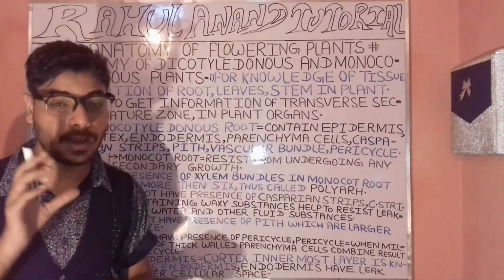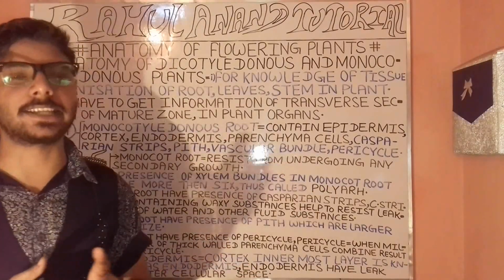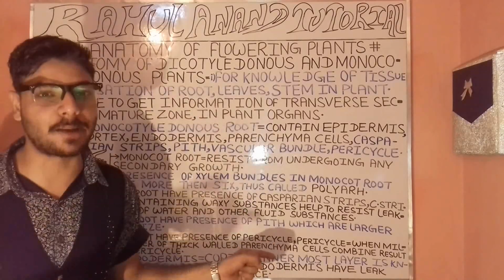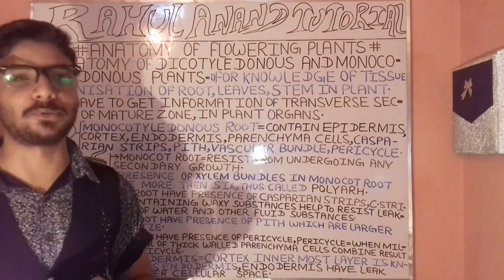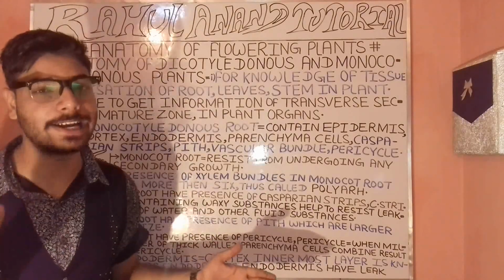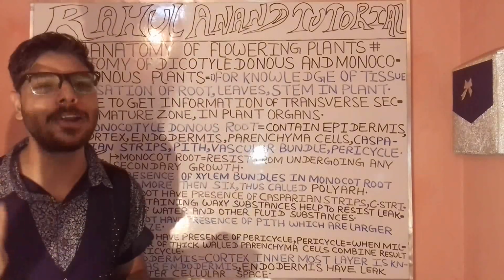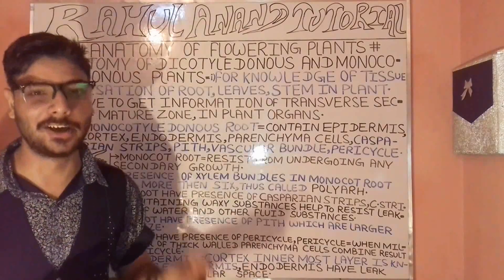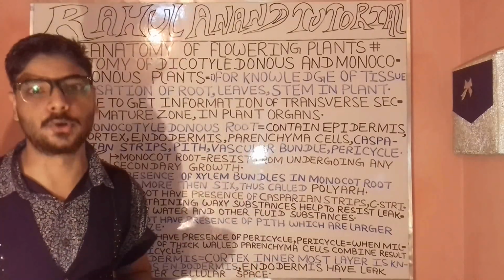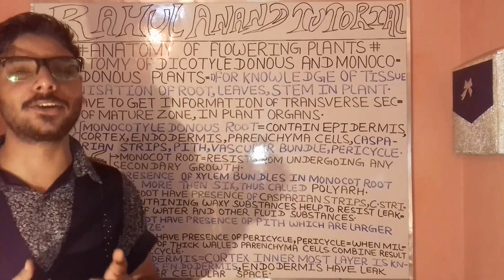So now let's get back to the dicot. Now let's understand these cases in terms of the components, or the different types of parts present in the monocotyledonous root. These are popularly known as the monocot root. So when we are talking about these cases, what will be happening? Your monocot root resists undergoing the secondary growth.